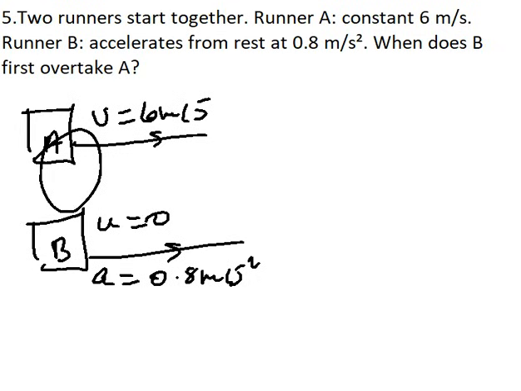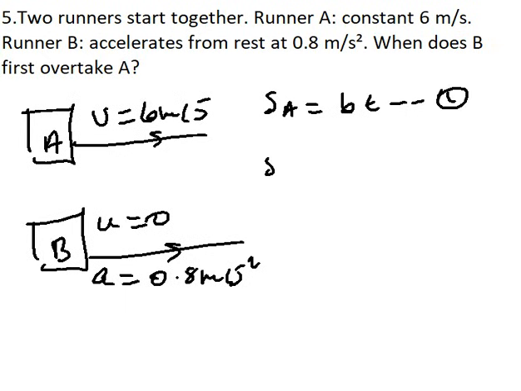This is a racing case since they start from the same point together. So using the displacement formula, what is SA? We have 6t. That is equation 1. And what is SB? We can have 0.4 t squared. That is equation 2.